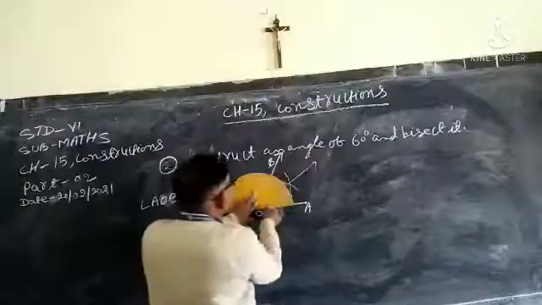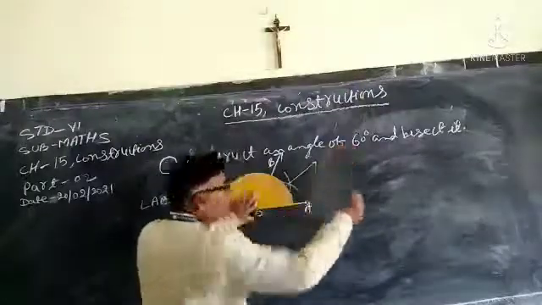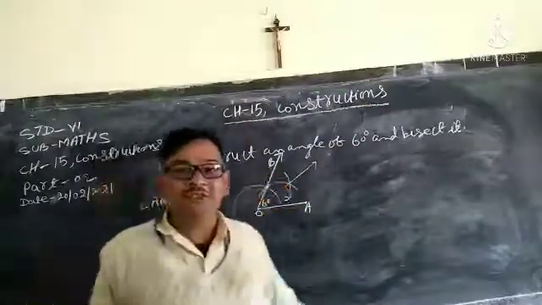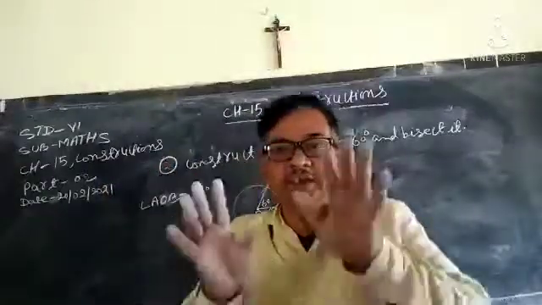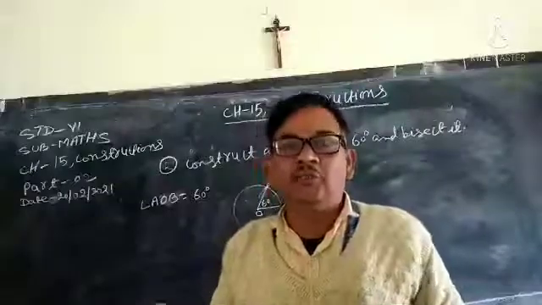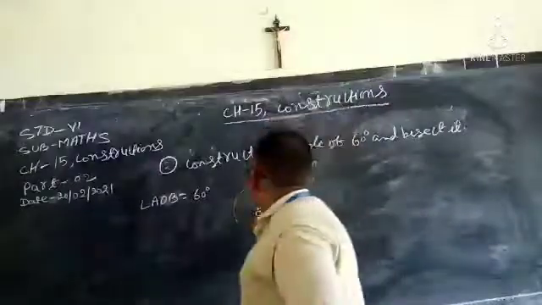60 degrees clear, 30 degrees clear. So it is 30 degree. Bisect: first you have made a 60 degree angle and you have bisected it, so it became 30 degree.